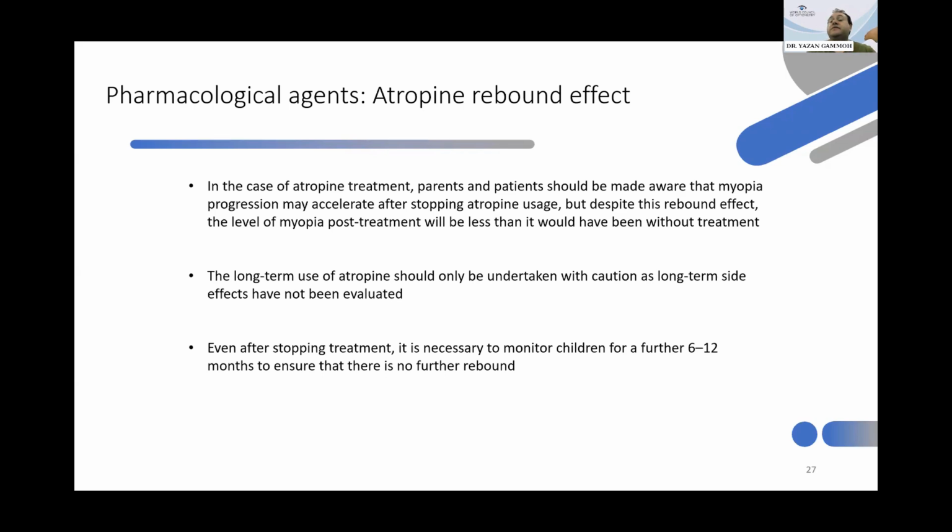We're still not very aware of the long-term use of atropine and its long-term side effects because it still hasn't been evaluated fully. And we still need to ensure, even if we stop using atropine for myopia management, the children need to go to the doctor, to an ophthalmologist, or to their licensed optometrist for further 6 to 12 months monitoring to ensure no further rebound or no unnoticed long-term side effects.